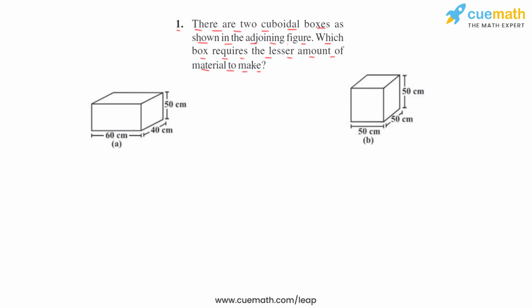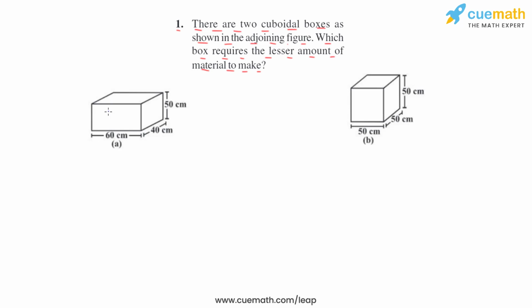It means we have to find the total surface areas of both the boxes, because the material required will be on the surface area. Either it be a cardboard or paper or anything, that would cover its surface area. So we have to find the total surface area of both the boxes and compare and see which box has the lesser surface area. The same box will require the lesser amount of material. So for that, we'll start with A part.